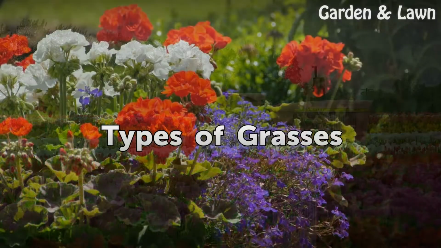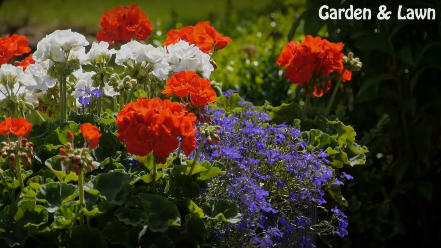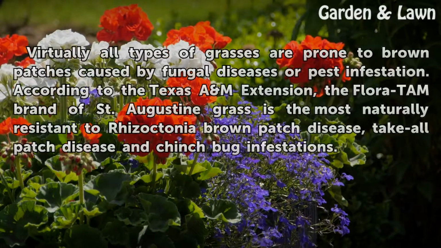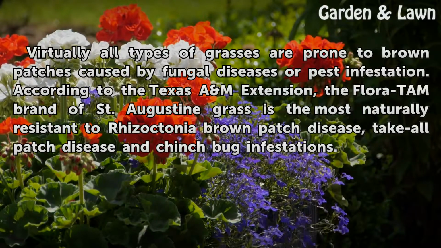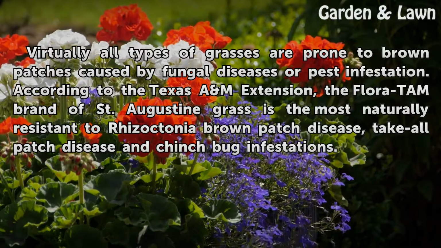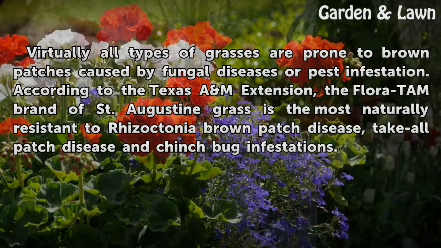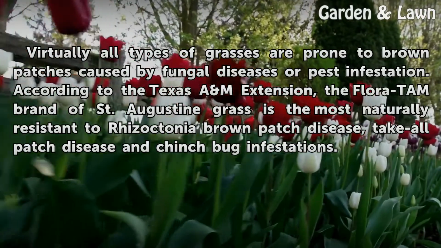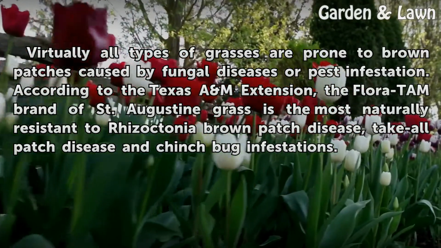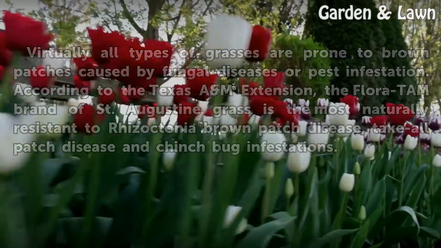Types of grasses. Virtually all types of grasses are prone to brown patches caused by fungal diseases or pest infestation. According to the Texas A&M Extension, the Floritam brand of St. Augustine grass is the most naturally resistant to Rhizoctonia brown patch disease, take-all patch disease and chinch bug infestations.